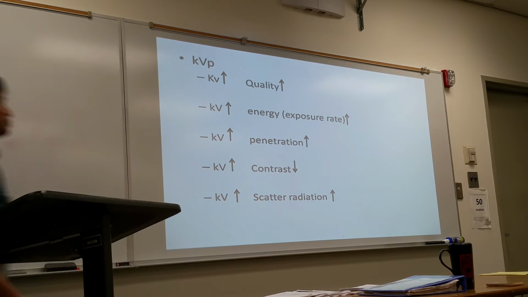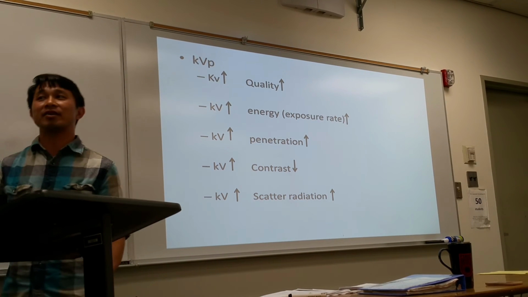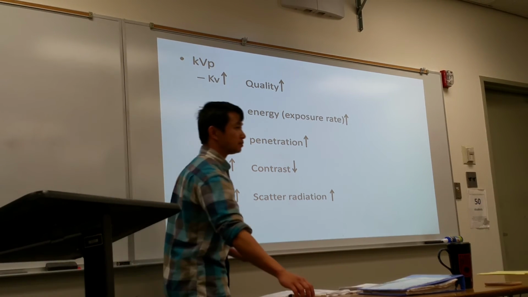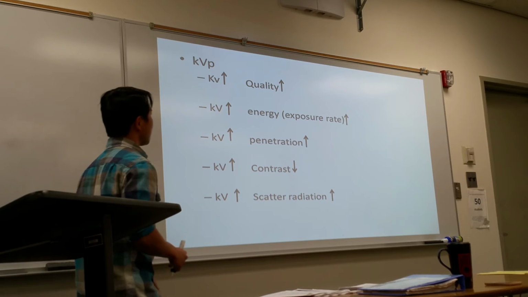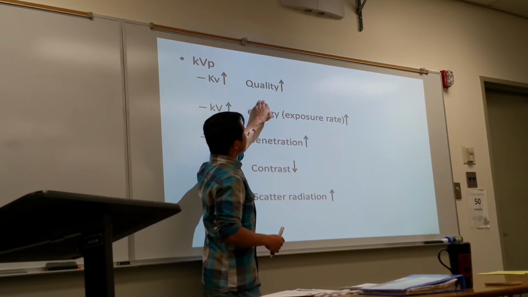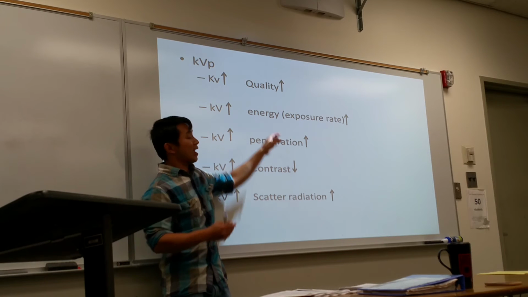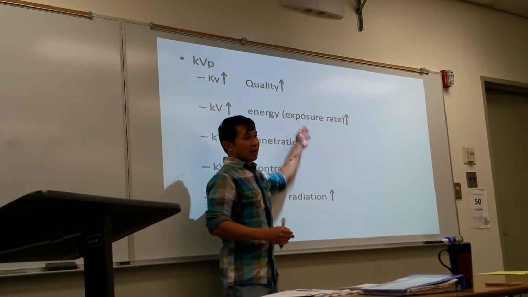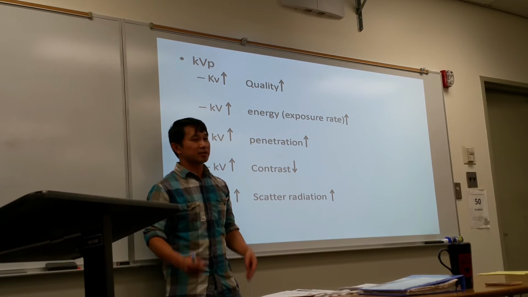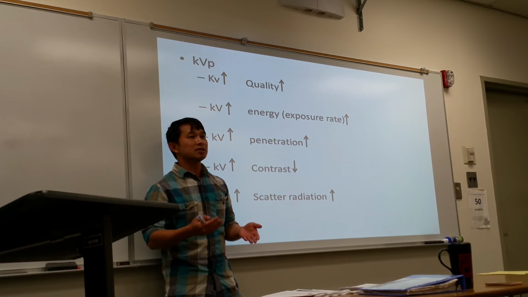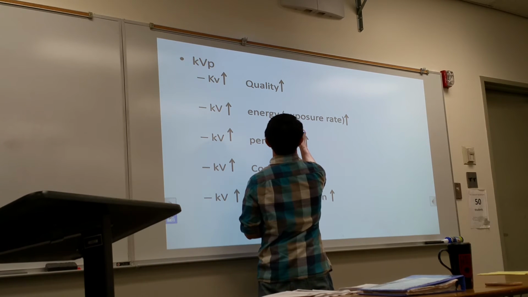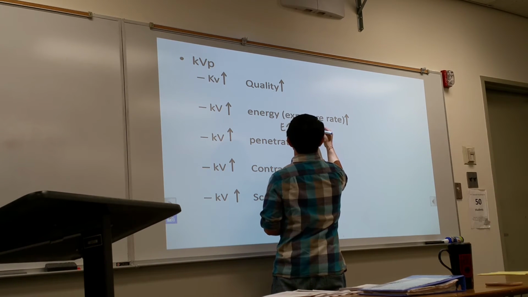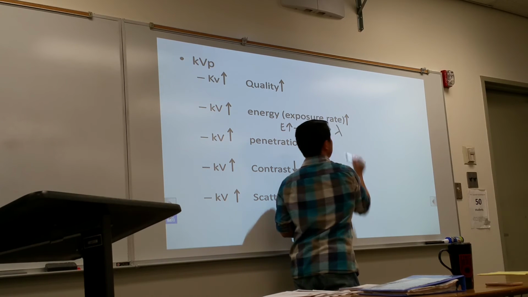All right, so here's our overall thing. In general, high KV gives you a high quality X-ray beam. And the opposite, low KV gives you a low quality X-ray beam. High KV will give you a high quality beam, which means high energy, right? High energy meaning exposure rate increases, because KV is pretty much energy. High energy meaning what's the frequency? High frequency, right? Remember? Energy up, frequency up, wavelength down.